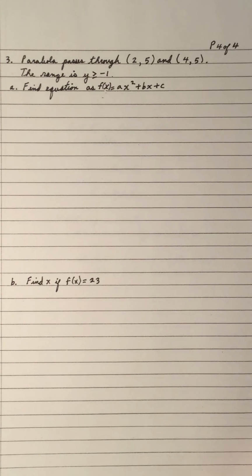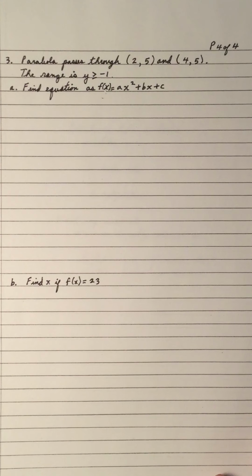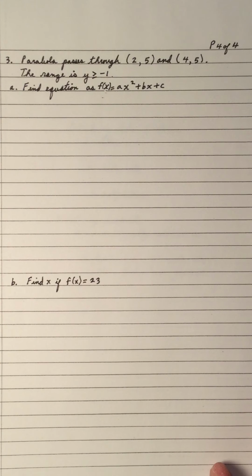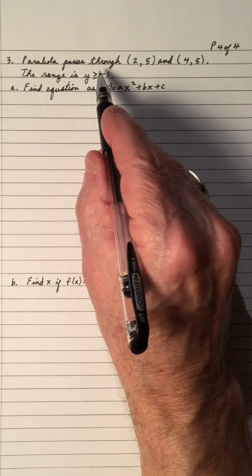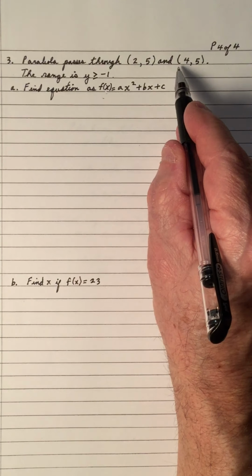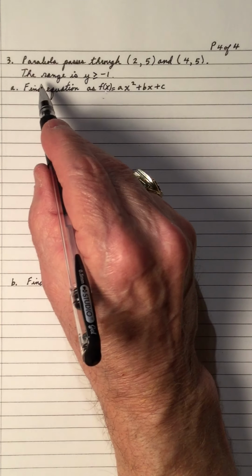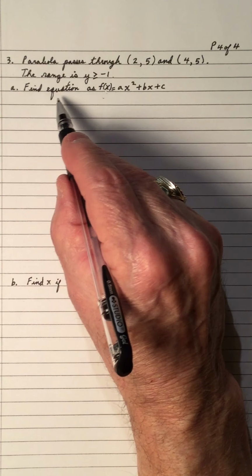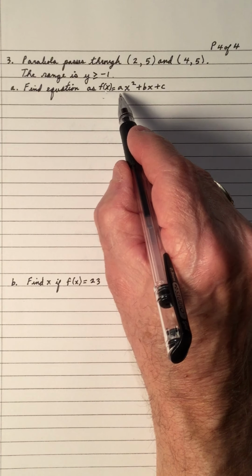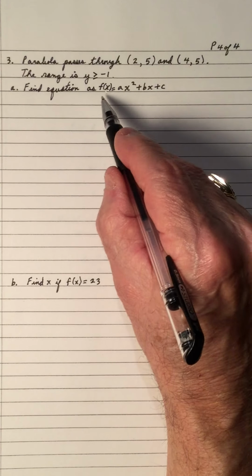Now we have another one to do, the last one, number 3. Again, pause the video and see if you can work these out correctly. Here we go. A parabola passes through 2, 5, and 4, 5. And the range is y is greater than or equal to negative 1. Find the equation as f of x equals ax squared plus bx plus c. That's standard form.